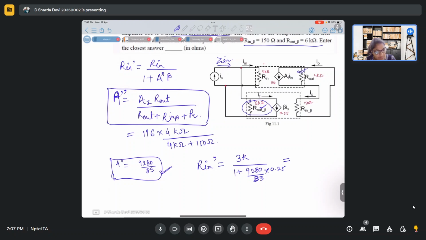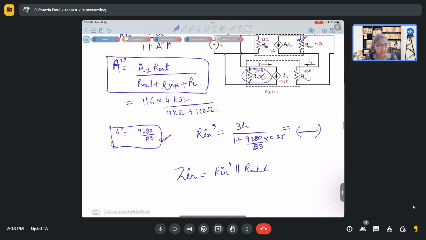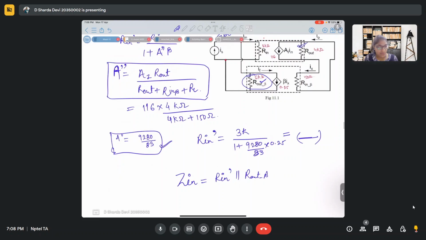So this will give us a certain value. Now here if you observe carefully, we have not introduced this R out beta factor. So the resultant input impedance Zn is actually Rin dash parallel to R out beta. So whatever factor we are getting over here, we have to use it in parallel with R out beta. How much are we getting?